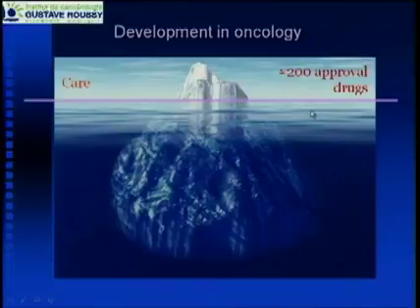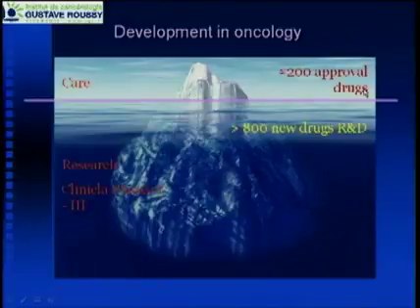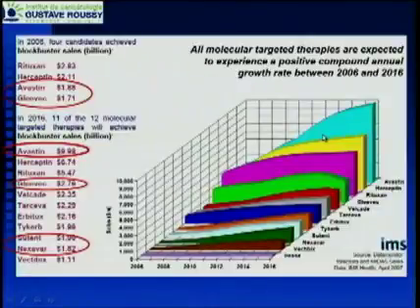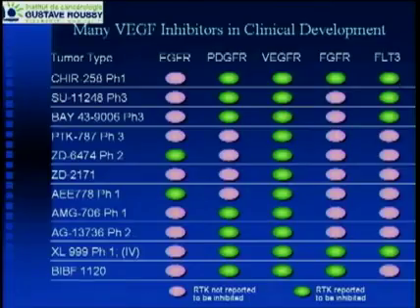Remember, in oncology, we currently have 200 approved drugs, but also more than 800 new drugs in R&D. And all molecular targeted therapies are expected to experience a positive compound annual growth rate between 2006 and 2016. The major point is, if you check this slide, all drugs target the same receptor. You can see here the VEGF receptor.